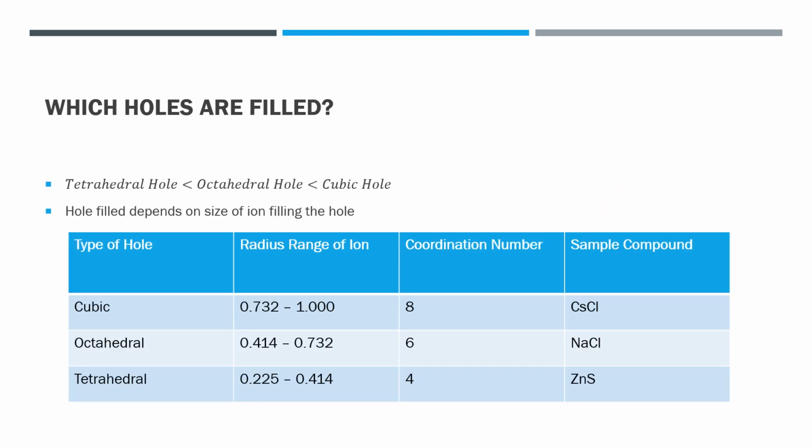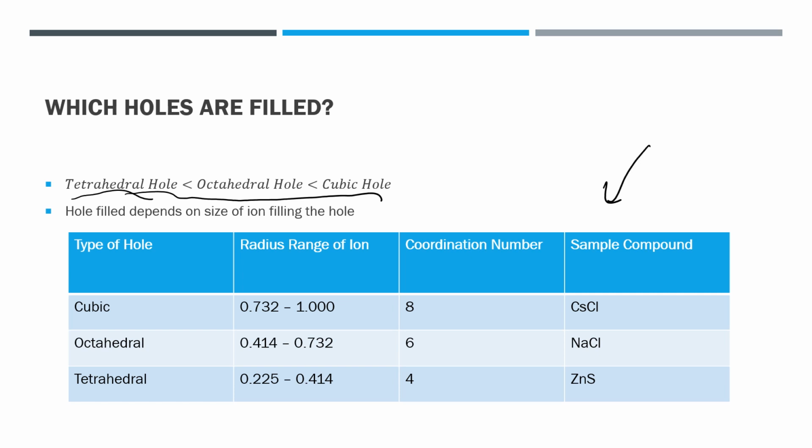Okay, so this is what I've been talking about all along, which holes are going to be filled. As I discussed at the end of the previous slide, these tetrahedral holes are the smallest. Then we have these octahedral holes being a little bigger, and then cubic holes being the biggest. The hole that's being filled is going to depend on the size of the ion that is filling the hole, which makes sense. If something is bigger, it's going to fill a bigger hole. If something is smaller, it's going to fill the smaller hole.